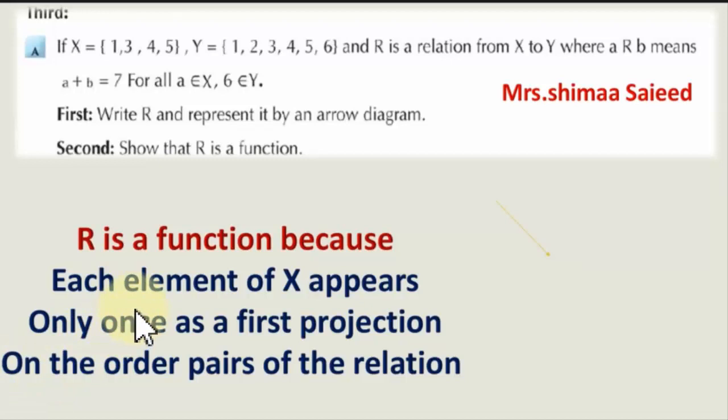X equals the set of 1, 3, 4, and 5. Y equals the set of 1, 2, 3, 4, 5, and 6. And R is a relation from X to Y, where a R b means a plus b equals 7, for a belongs to X and b belongs to Y. Firstly, write R and represent it by an arrow diagram. Secondly, show that R is a function.